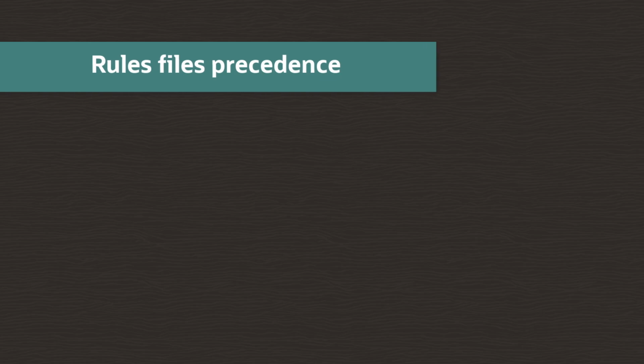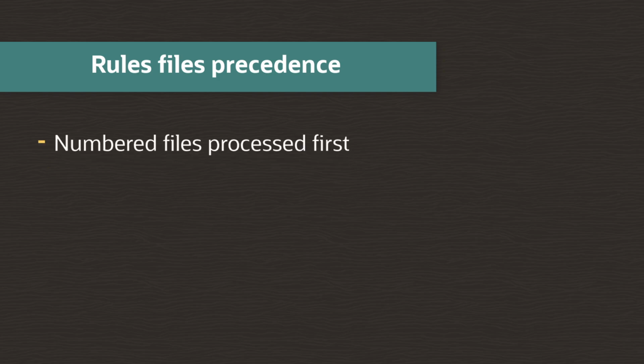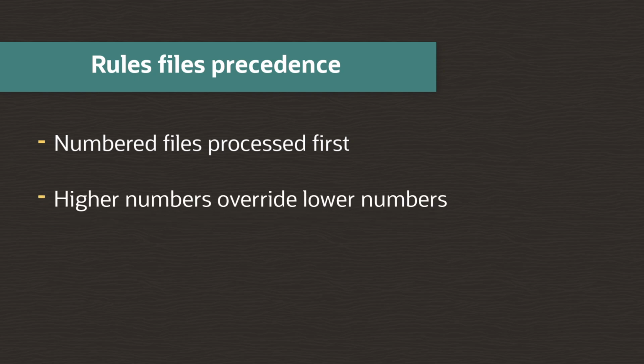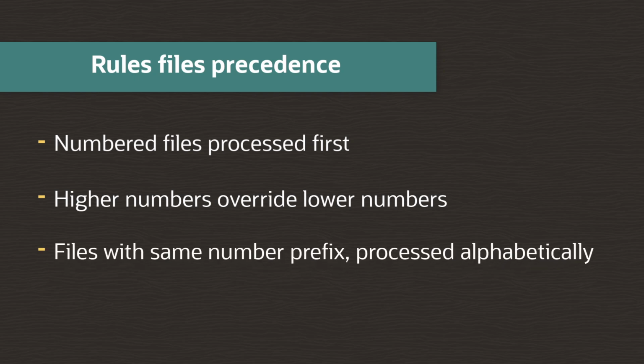An extra thing to be aware of is that there is also an execution hierarchy beyond that based on their location. The rules are processed in the following order. Numbered files are processed first, with higher numbers having precedence over lower numbers. If multiple files have the same number, then the names are processed alphabetically. Hopefully this provides an indication of the flexibility provided by Udev.